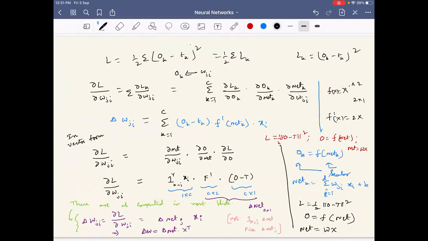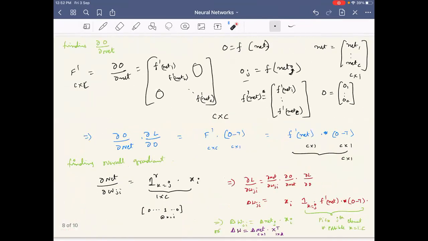Fine, and this is a row vector. As you can see the dimensions here, this is C cross T, this is C cross C, and this is C cross 1, and this is 1 cross C. This is the overall thing. Now let us see a little more detail. This O minus T is very clear. This is anyway the difference of two C cross 1 vectors, so it's C cross 1.